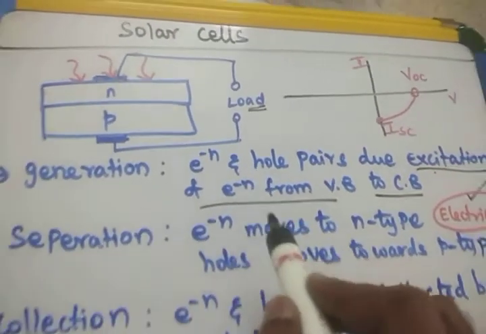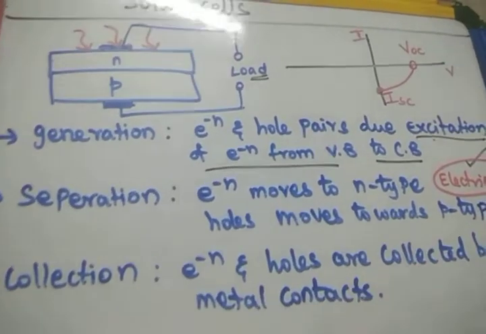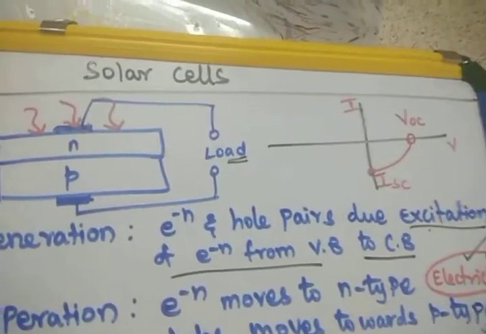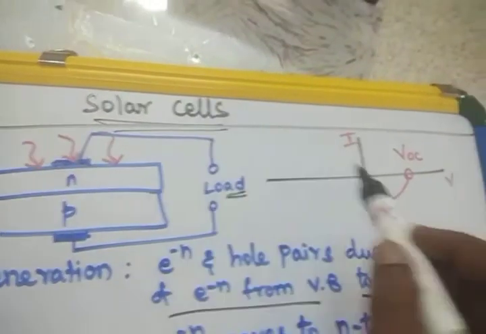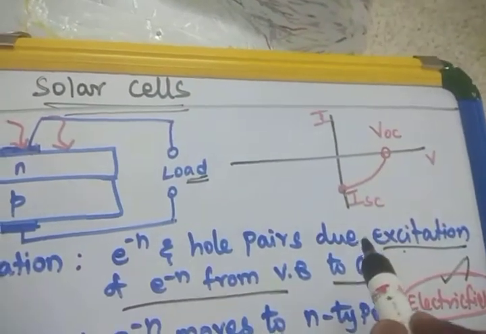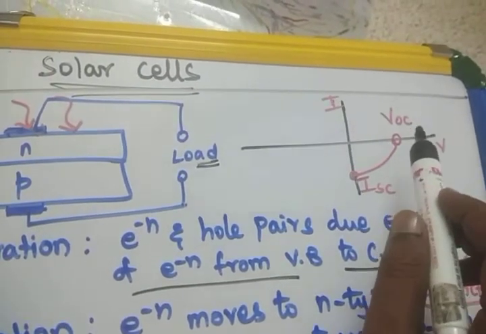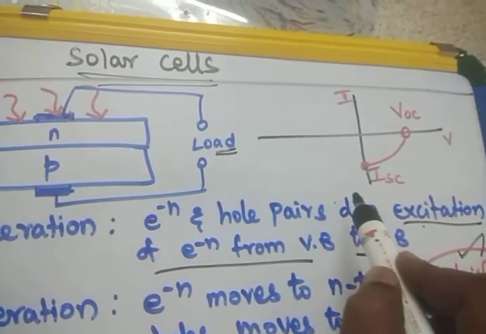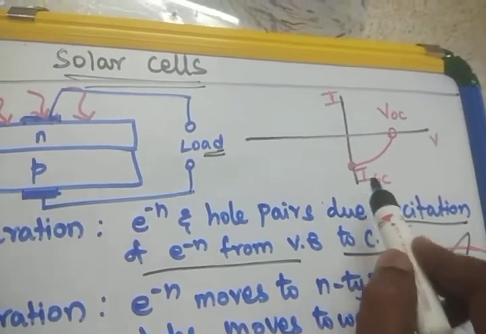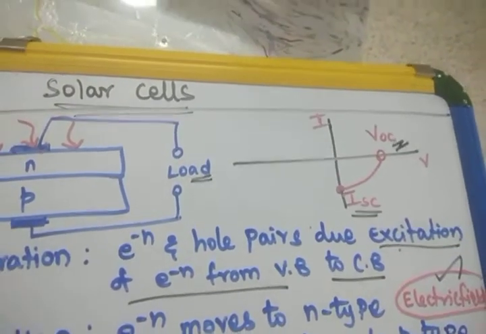Generation of electron-hole pairs, separation of electrons and holes, and collection of electrons and holes in the external circuit is the process of a solar cell. This is the VI characteristics of a solar cell. This is VOC, the open circuit voltage, and ISC is the short circuit current.